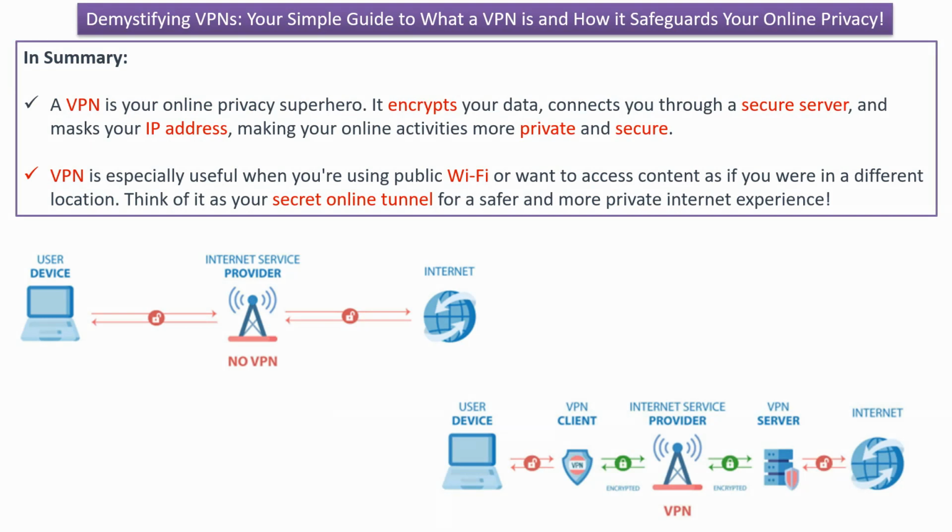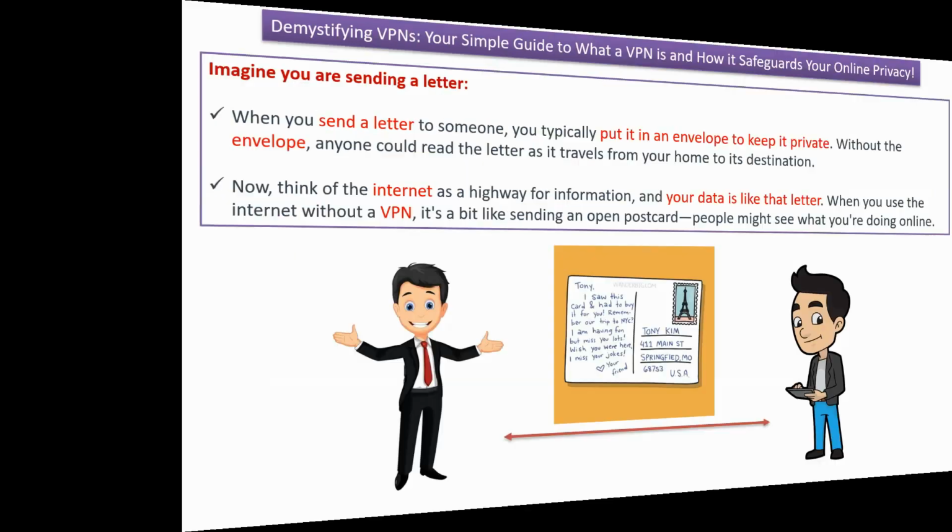In summary, VPN is your online privacy superhero. It encrypts your data, connects you through the secure server, and masks your IP address, making your online activities more private and secure. VPN is especially useful when you are using public Wi-Fi or want to access content as if you were in a different location. Think of it as your secret online tunnel for a safer and more private internet experience.